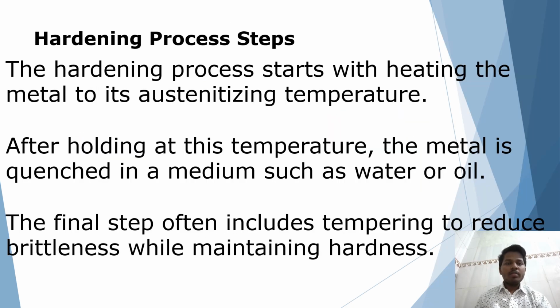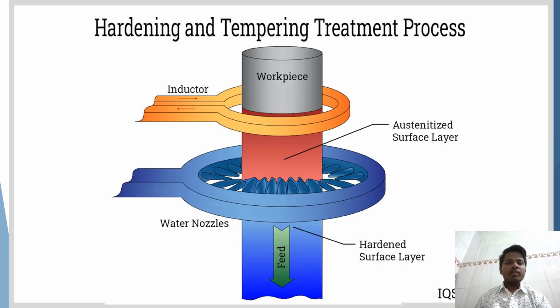Hardening process steps. The hardening process starts with heating the metal to its austenitizing temperature. After holding at this temperature, the metal is quenched in a medium such as water or oil. The final step often includes tempering to reduce brittleness while maintaining hardness. This is the hardening and tempering process.